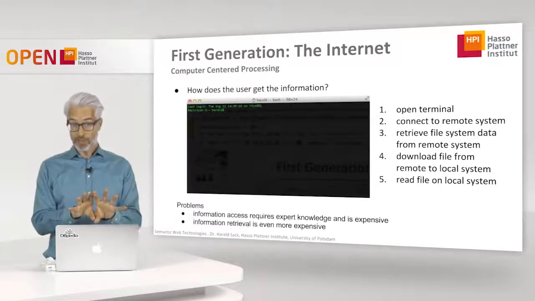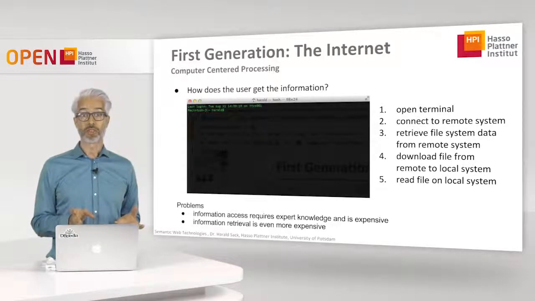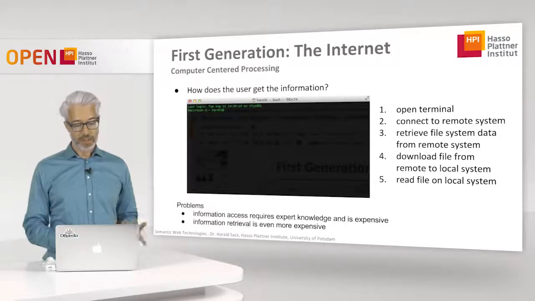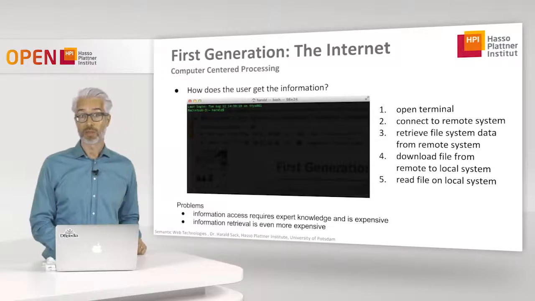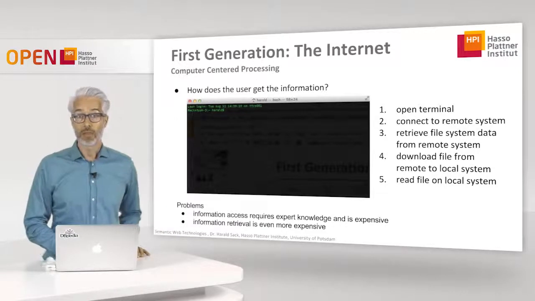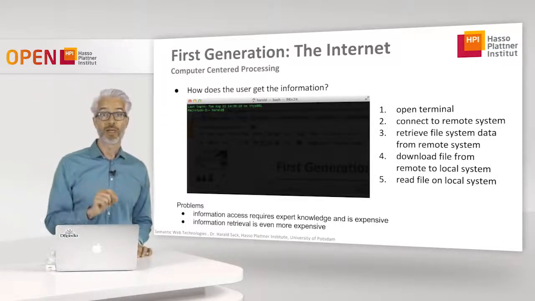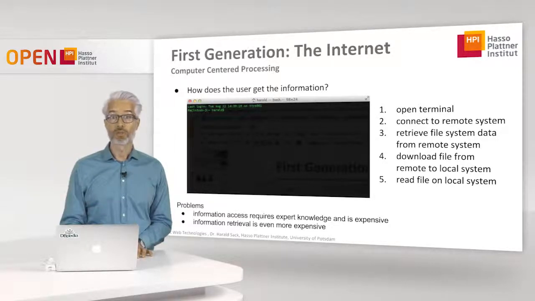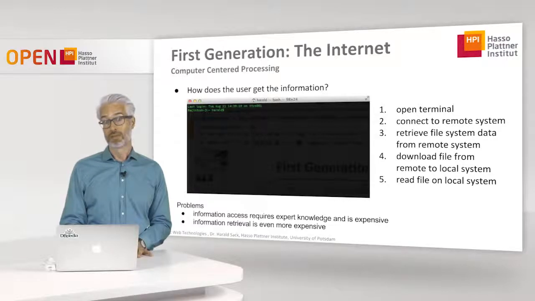So we look now briefly on how the user got the information from the internet. So some of you might remember this. First, you had to open a terminal window. Then you had to connect to a remote system. Of course, you had to know the address of the remote system and all the credentials that you need to log into the remote system. And then there, you had to look at the file system. So you retrieved the file system data from the remote system. And then when you have found what you were looking for, you download the specific file from the remote file system to your local file system. And then you could read the file on your local system.